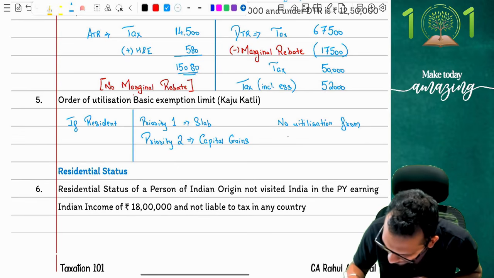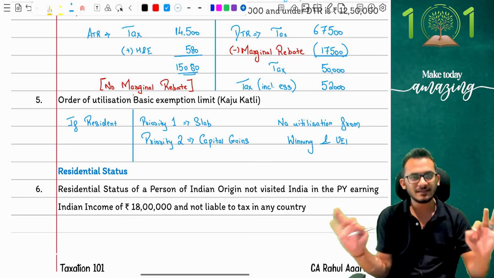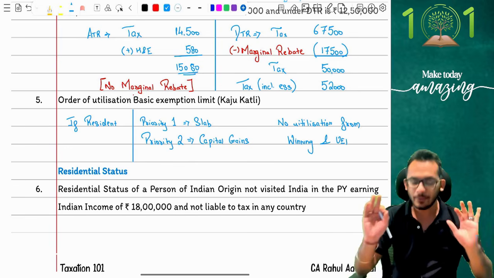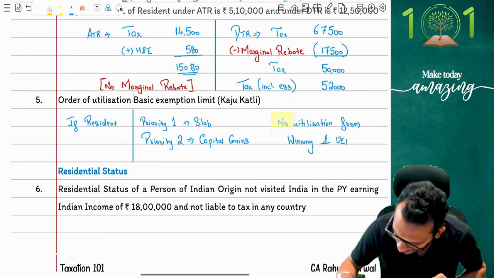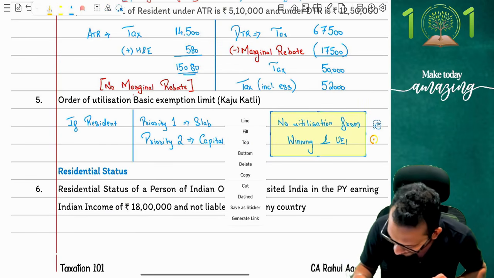So no utilization will take place from your winnings and unexplained income, which means income tax has made it extremely clear that winnings and unexplained income cannot be sent to your slab, which means even if the slab gets wasted, it is wasted. I am not giving you that benefit no matter what. You are not getting the benefit against your winnings and unexplained income. These are not getting any kind of benefits whatsoever. You will have to pay tax on that always, and that's what the understanding is.